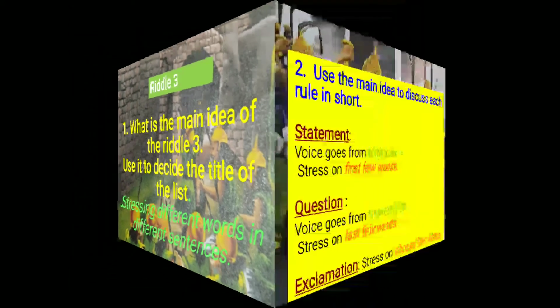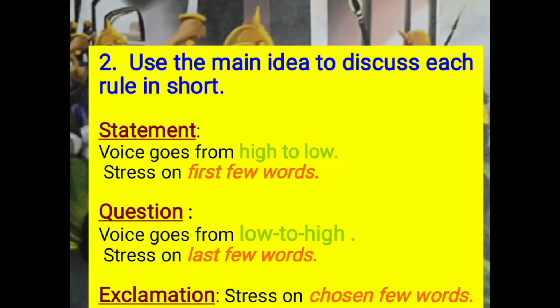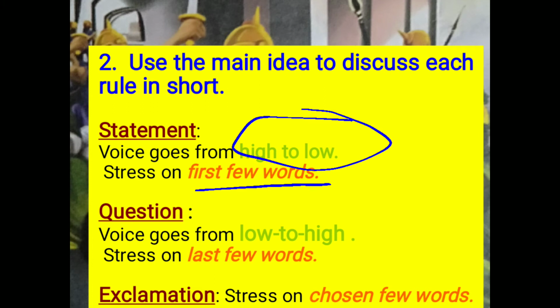I'll tell you the answer for this. Okay. Statement, we have already learnt in your lesson number 3. In a statement, whenever we state something, our voice goes from high to low. How does our voice go, children? It goes from high to low, and we stress the first few words. I have even given you an example of this, right? I'll give it to you now itself. Skilled archers will shoot arrows. Our voice goes from high to low.